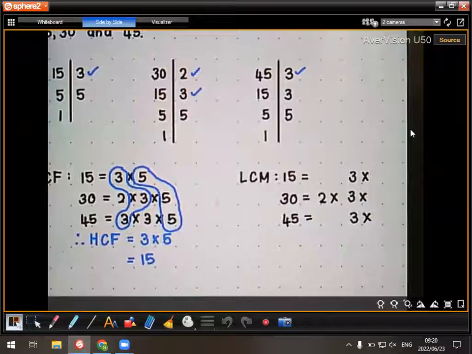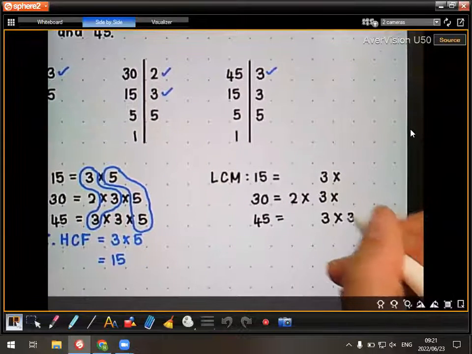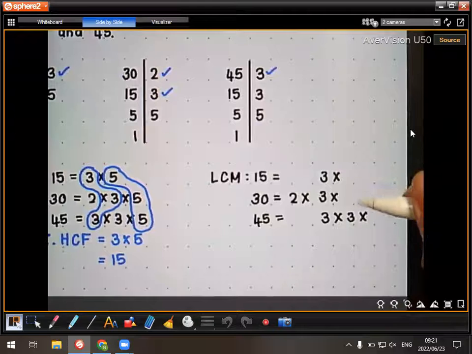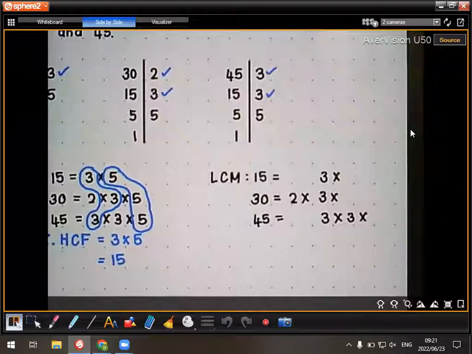What about a second 3? Do all 3 of them have a second 3? No, just the last one, okay? So now I'm going to have to go for 45. I must put a second 3 here, but I'm going to leave the spaces above that second 3 blank because the other 2 numbers do not have a second 3.